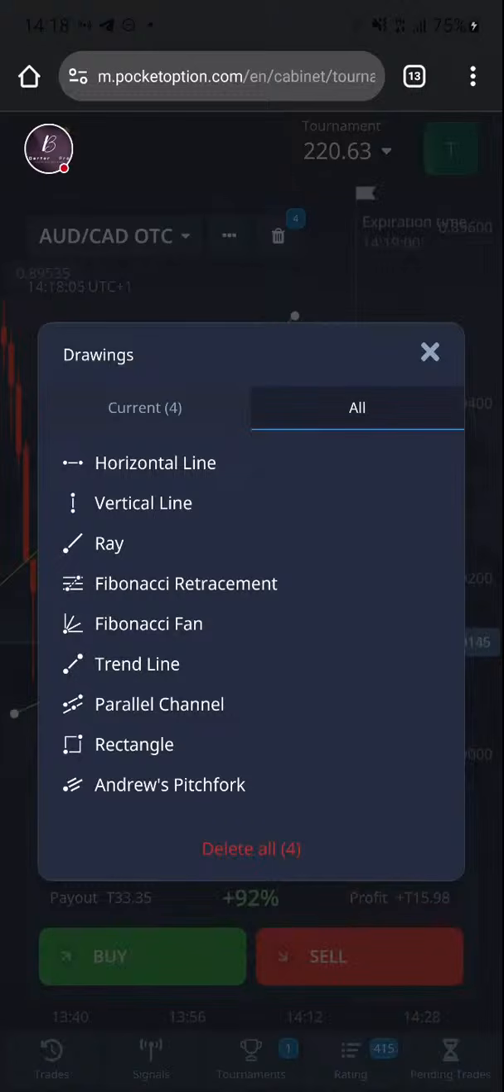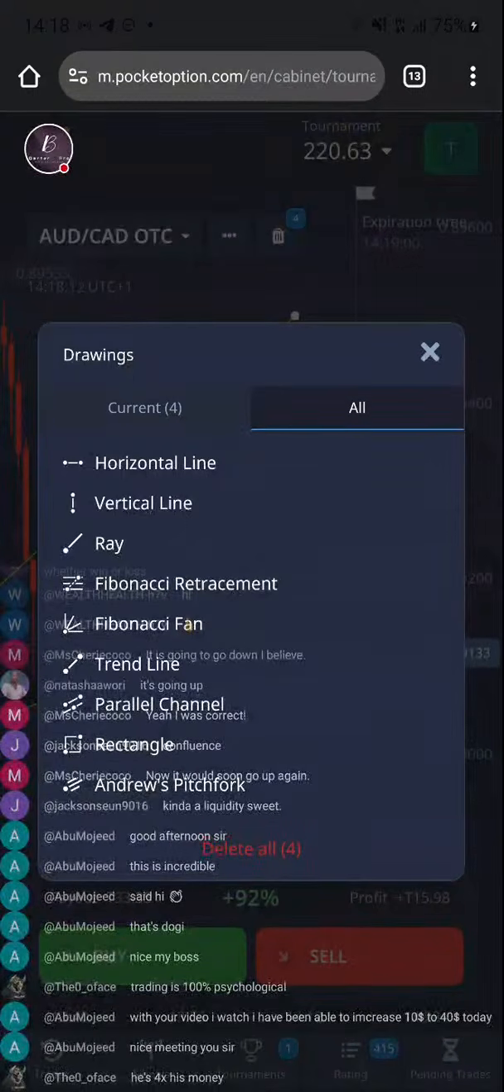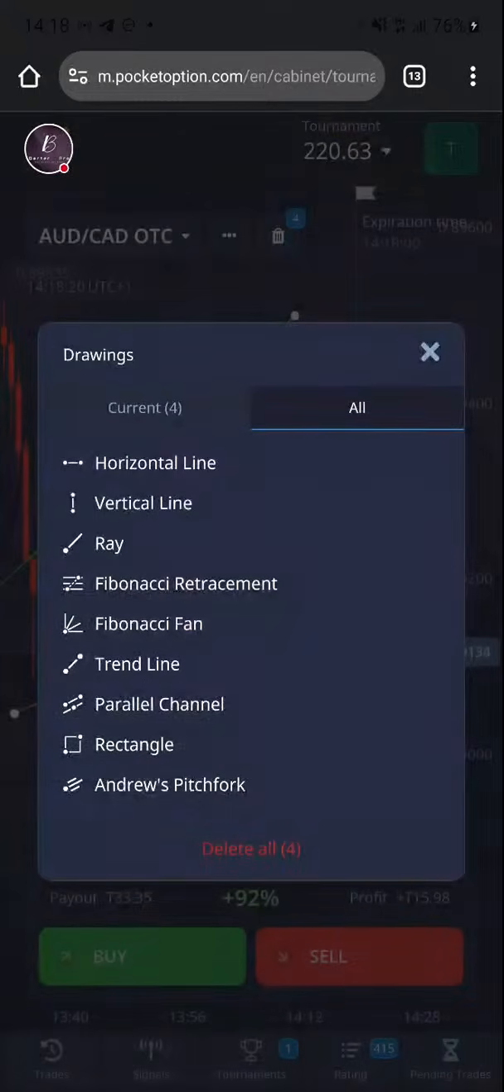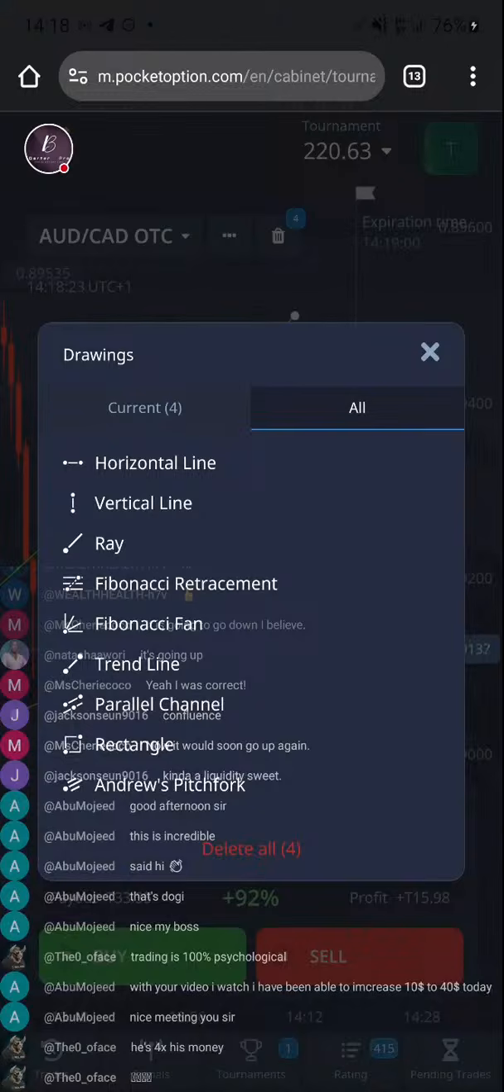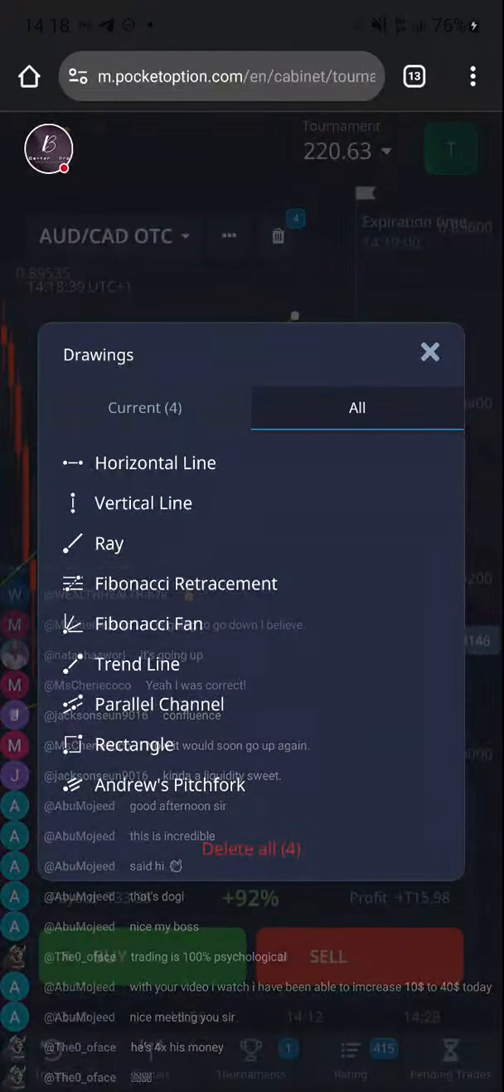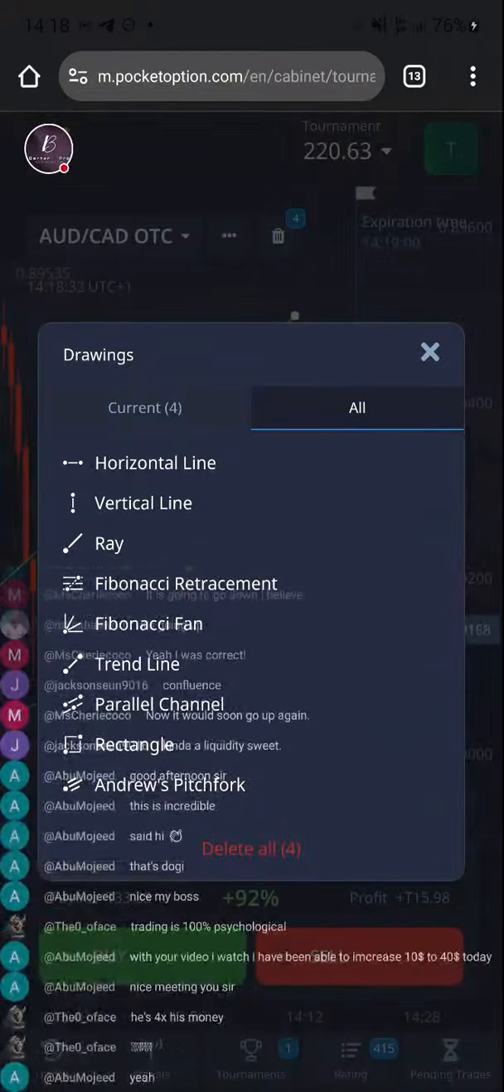This is a testimony now from one of our viewers who has been watching for a while. He's been able to increase his balance by 4x. It went from 10 to 40, just like that, simply by following all these things. So guys, I'm telling you, if the free version is like this, how do you think the paid version will be? This is exactly what I'm talking about.